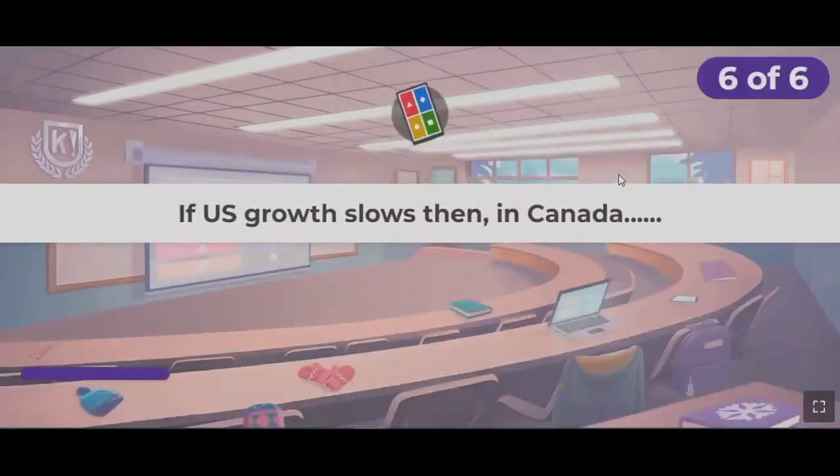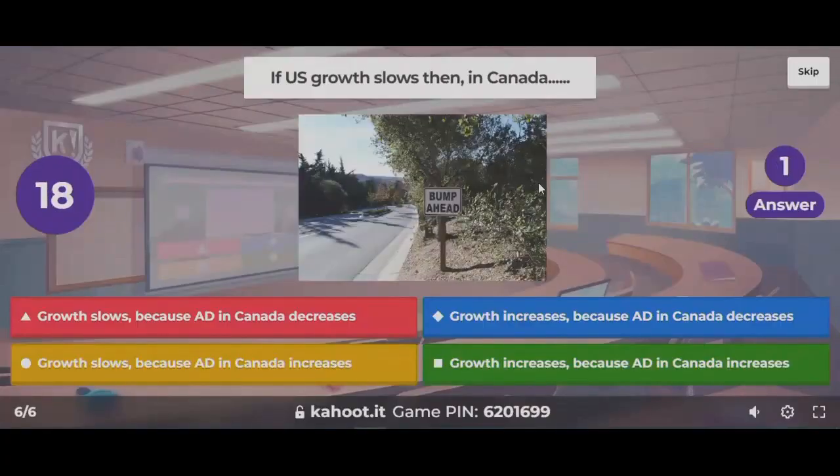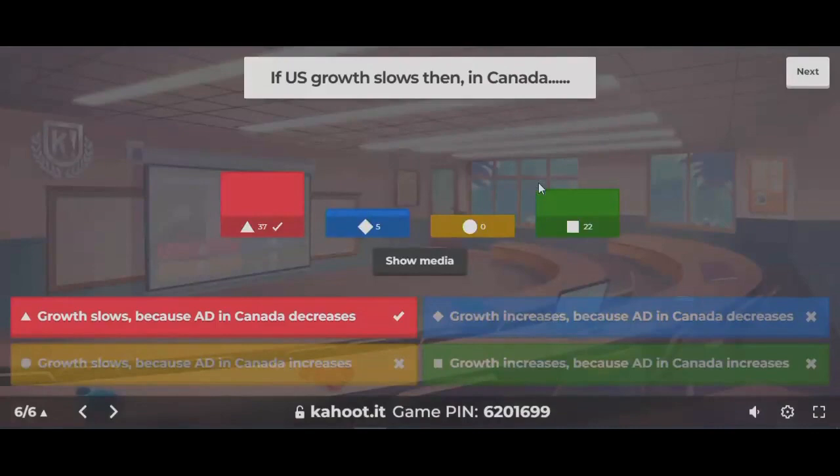And last of all, if US growth slows, then in Canada, what would you expect? The answer is the first one. Growth slows because aggregate demand in Canada decreases.